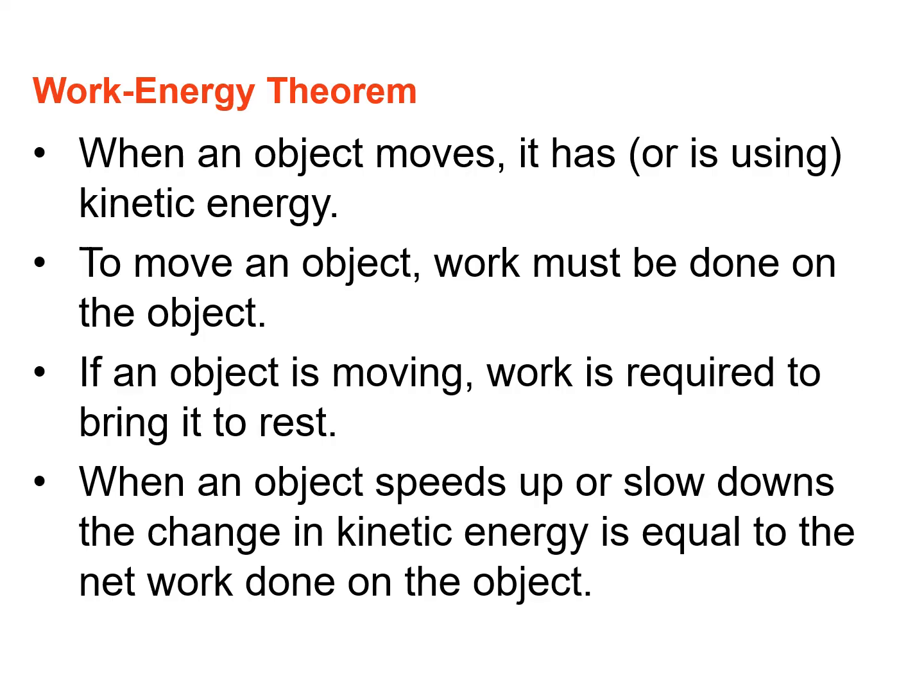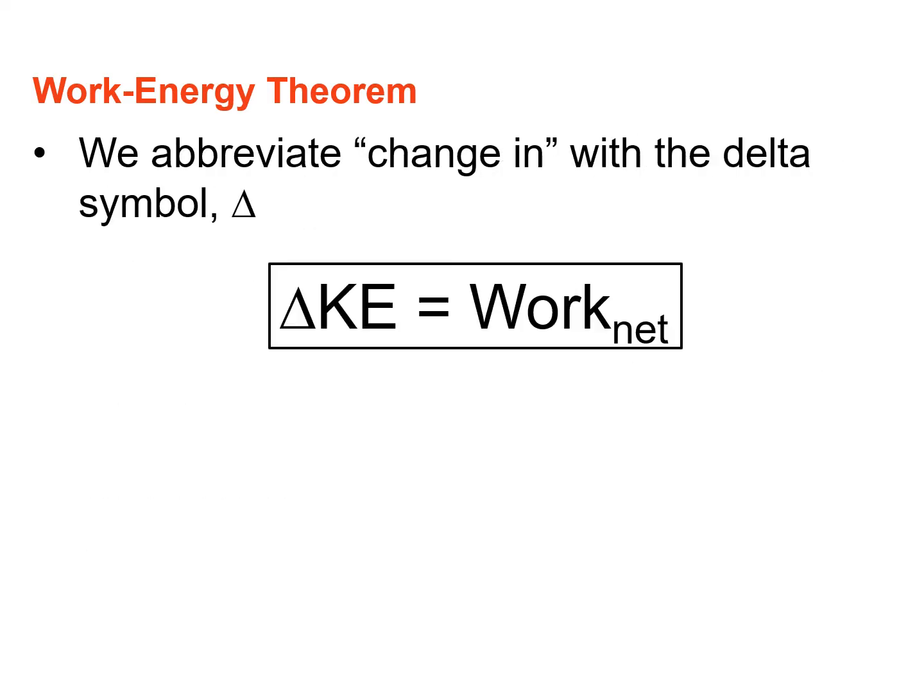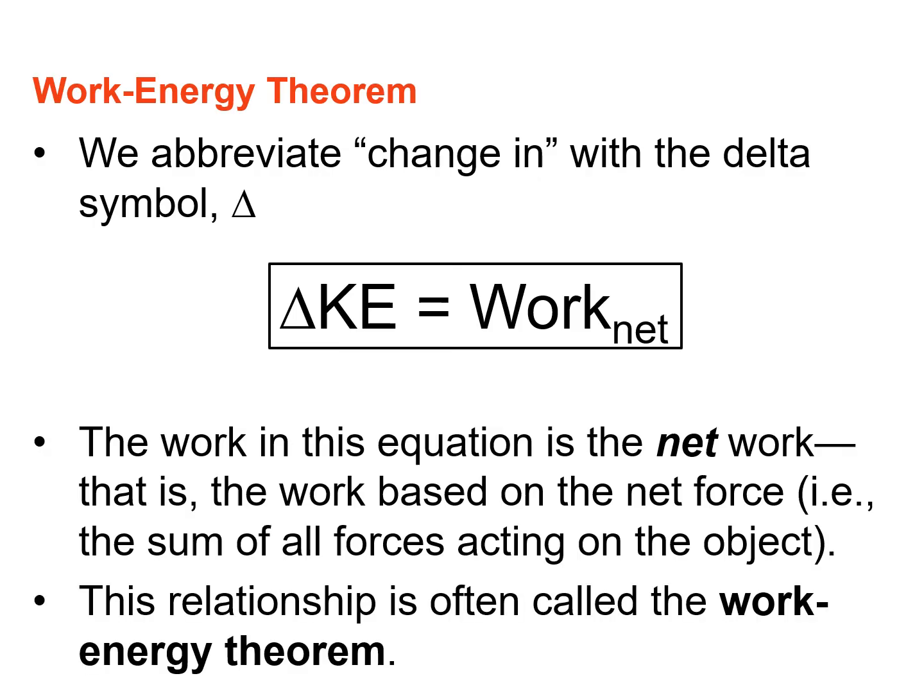It takes work to make it speed up. It takes work to make it slow down. So sometimes you write it into equation form like this. The change in kinetic energy, change in is shown with that Greek delta symbol, the Greek letter D, equals the net work. And what we mean by net work is that we are using net forces to figure it out. There can be more than one force.